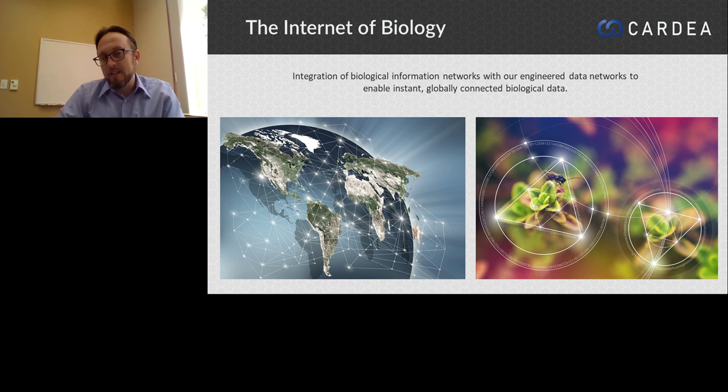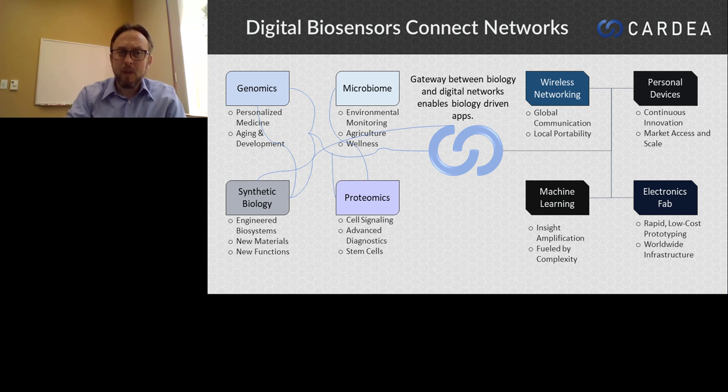Now, doing this connection, actually connecting the chemical, relatively slow biological networks with the instant global network of the internet is very difficult, and it requires some gateway. That's where Cardea comes in. We don't actually make the Internet of Biology. We build the network gateways. And so that's going to be the primary thing I'm talking to you today about.